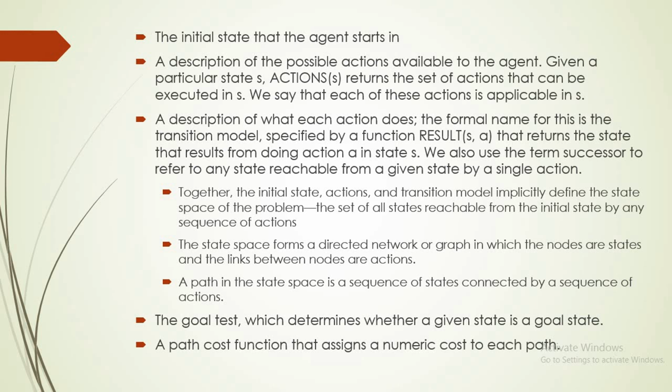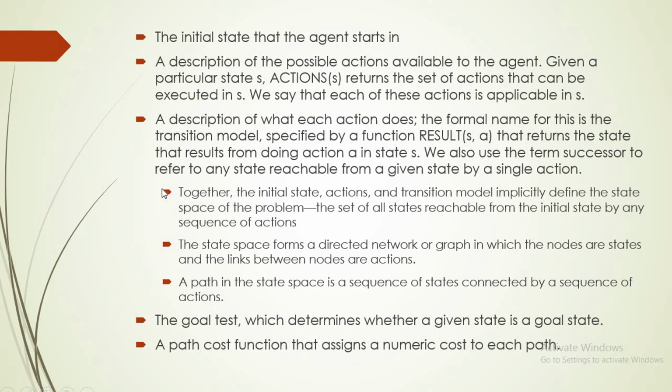Explaining further on the third point, together the initial state, actions and transition model implicitly define the state space of the problem, the set of all states reachable from the initial state by any sequence of actions. It's very important to understand this. The state space forms a directed network or graph in which the nodes are states and the links between the nodes are actions. For one to understand this, we need a background of data structures whereby we understand the graph data structure.